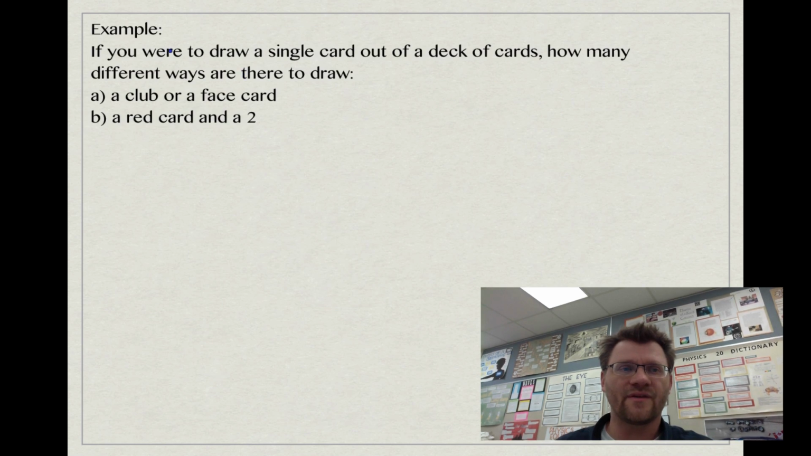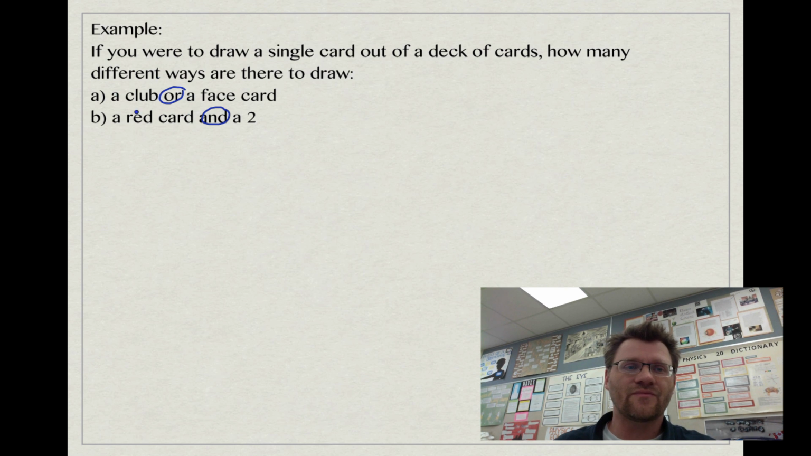And our final example says, if you were to draw a single card out of a deck of cards, how many different ways are there to draw a club or a face card? And part B says a red card and a 2. So once you see these keywords, this or and this and, you might want to start thinking about what we did last unit when we had to use Venn diagrams, or just some way to organize your information.